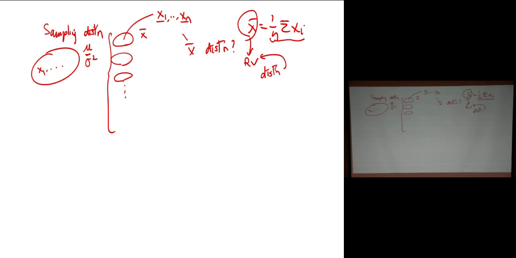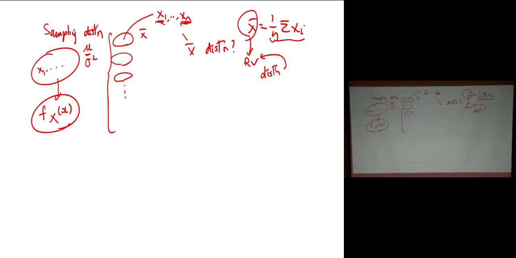In fact, this x1 up to xn are taken from the population. Each of them follows the same distribution as the distribution of the population. So if the population has a distribution like this, then each of the xi follows the same distribution. And in fact, all the xi's are independent as well. So sometimes we refer to x1 up to xn as independent, identically distributed random variables. All right. Okay.